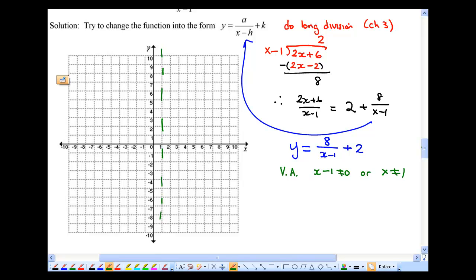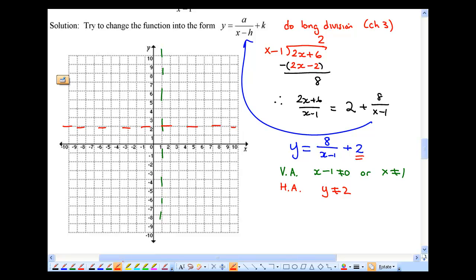Now, if you're curious about your horizontal asymptote, hopefully you saw from the previous example that your horizontal asymptote is just that number that's hanging outside there, the 2. So y can't be equal to 2, and I'll draw that in as well. Okay.